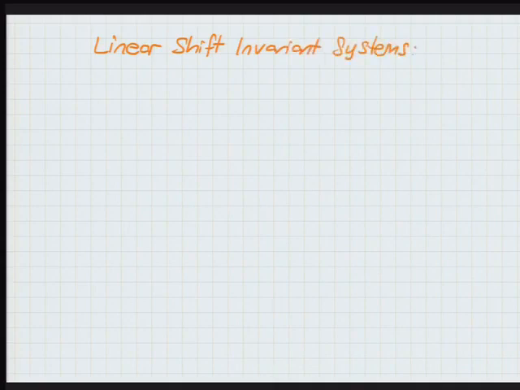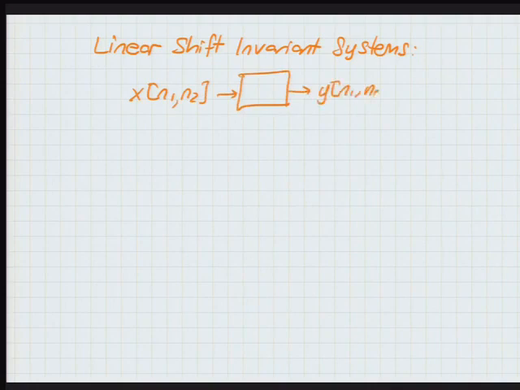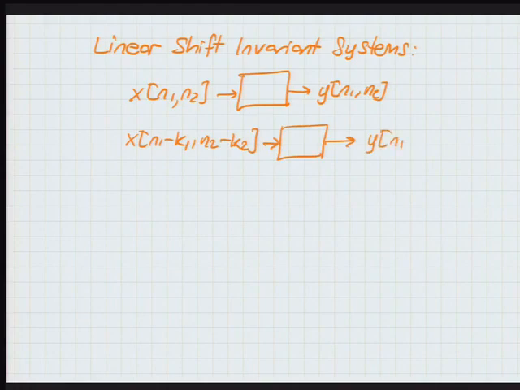linear shift invariant systems. In the usual way. So if I give the signal x of n1, n2 to my system, and what comes out is y of n1, n2, and if I give it a shifted signal, perhaps by k1 in the n1 direction and k2 in the n2 direction, the system will spit out the same output, again shifted by the same amount in each direction.